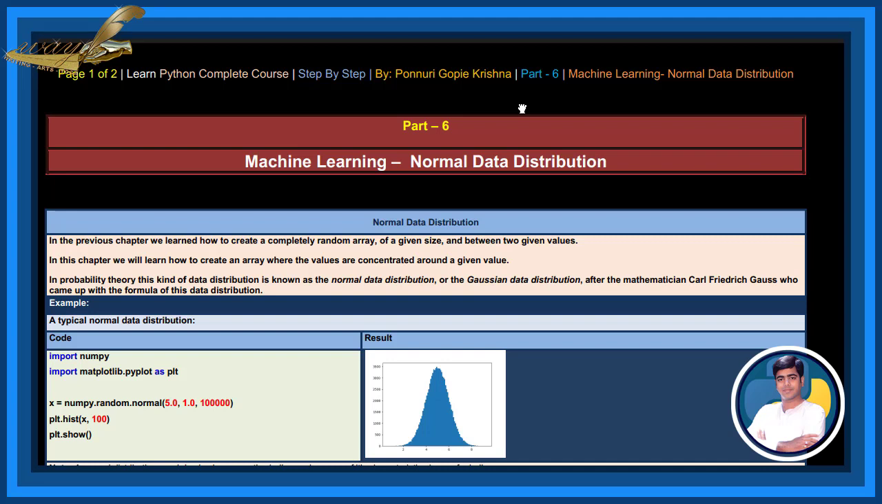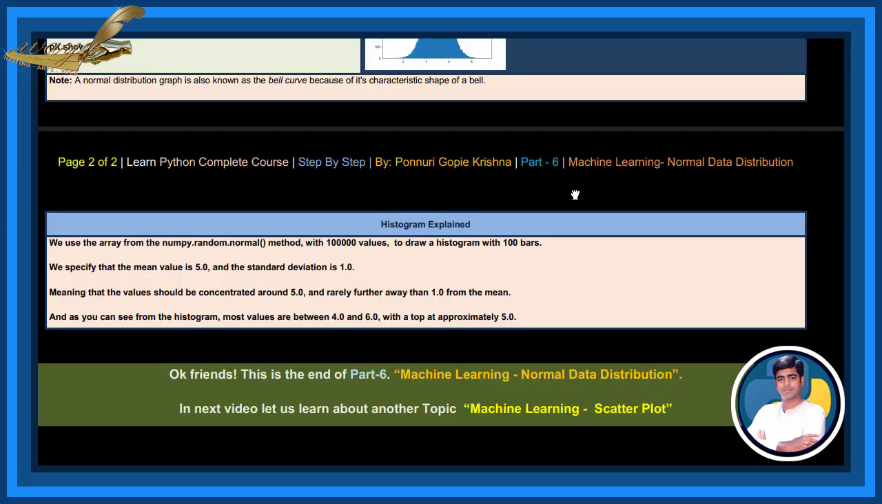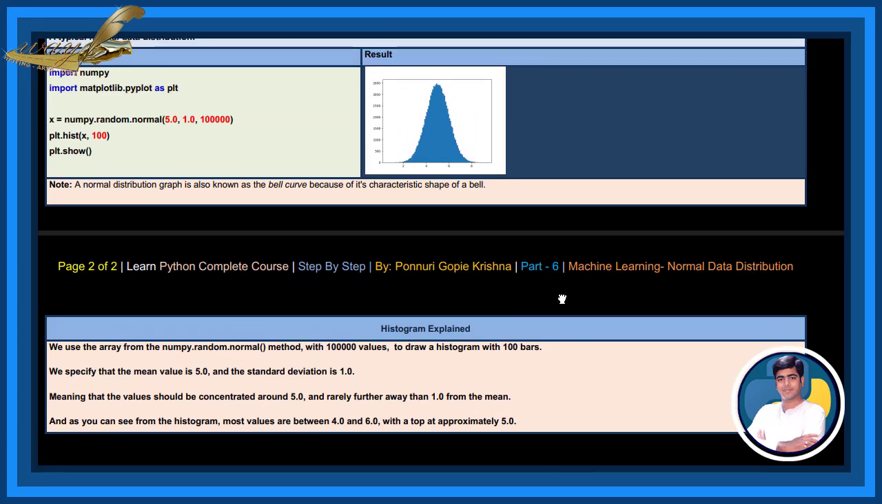In probability theory, this kind of data distribution is known as the normal data distribution or the Gaussian data distribution, after the mathematician Carl Friedrich Gauss, who came up with the formula of this data distribution. See example, a typical normal data distribution. A normal distribution graph is also known as the bell curve because of its characteristic shape of a bell with the top at approximately 5.0. See here.